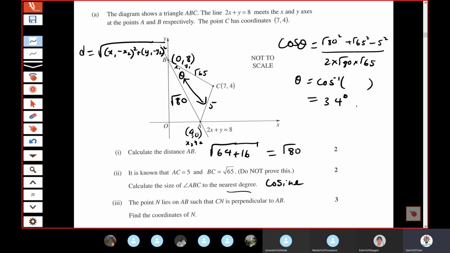Next one, the point N. N lies on AB such that CN is perpendicular to AB. Find the coordinates of N. Well, what's the key word there? Perpendicular. So what are you thinking? Negative reciprocal gradients. So now you know you've got to find your gradients. I'm just going to leave it for you guys to write some things down. It's worth 3 marks. Let's see if you can at least get 1 mark.